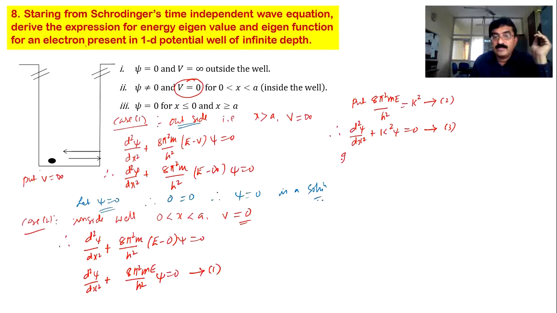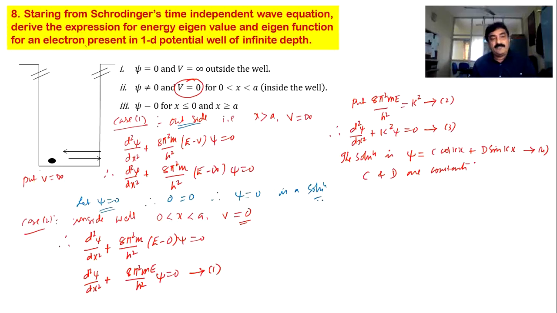The solution for this equation is psi is equal to some constant c into cos kx plus some constant d into sin kx. I call this equation number 4. Here c and d are constants. We have to find the values of c and d. Definitely c and d are constants. One of them may be 0, may not be 0, but definitely both of them cannot be 0.